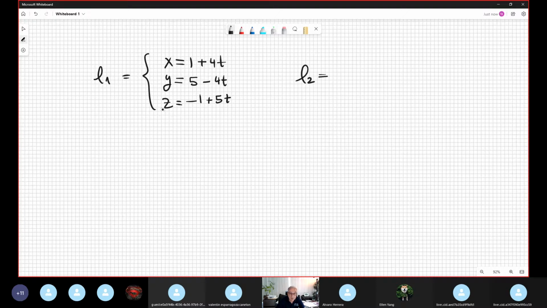And we have another line, line 2. This line 2 is x, y, z. x is equal to 2 plus 8s, y is 4 minus 3s, and z is 5 plus s. Let me check it in the other paper.